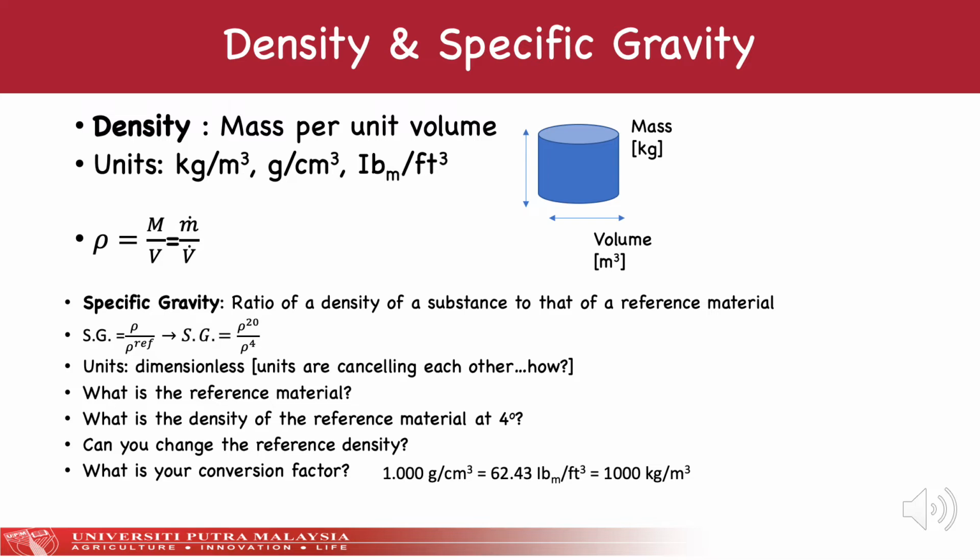The most common conversion factor, if you have different units, is shown here. So you have 1 gram per centimeter cube, and that is equivalent to 62.43 pound mass per feet cube. So if you have 10 grams per centimeter cube and you want to convert it to pound mass per feet cube, then you just multiply by 62.43 pound mass per feet cube to get 624.3 pound mass per feet cube.